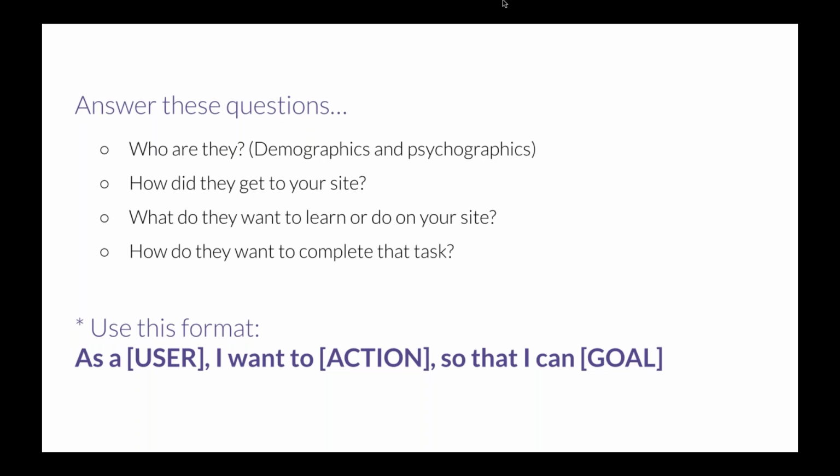So what that can include is what information do they want to learn about before they go to the next place, and what CTAs do they want to click on? What online tools are they comfortable with and do they want to use? This could mean like, do they want to use PayPal to donate, or do they want to use Google Maps to find your community center or support group? So think about that and think about who they are. So a good format that you're going to want to follow is, as a user, I want to action so that I can goal. And I'll show you some examples of this in a moment.